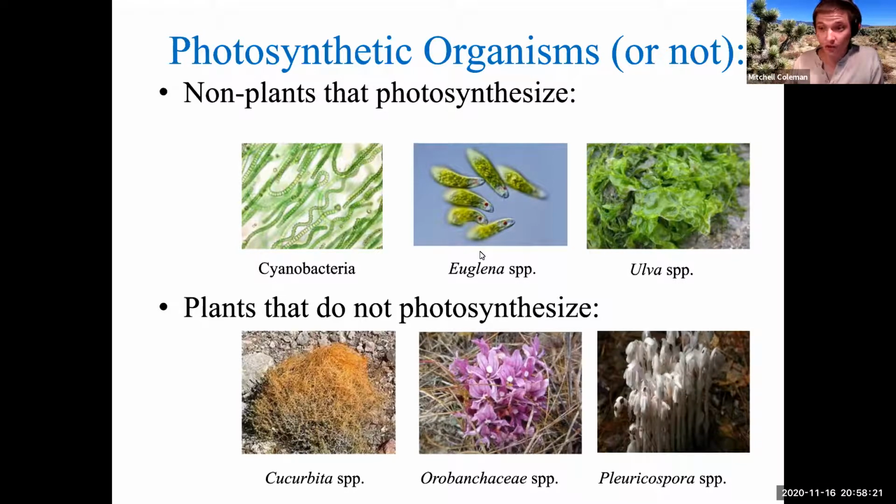Euglena, which is eukaryotic. So it obeys one of the rules, but it's single cellular. So it disobeys the other rule. So it's not a plant.